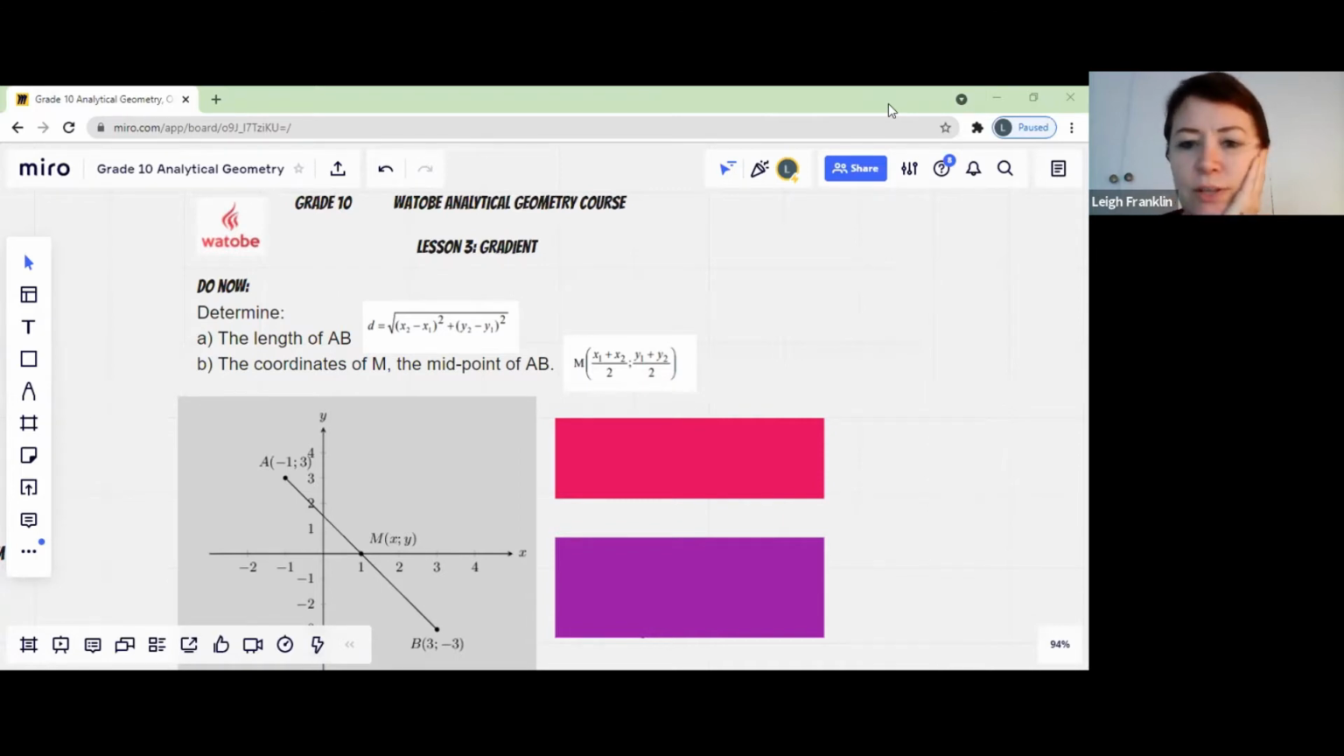Please get started on the do now, just while we wait for everybody to arrive. The first question is based on the length of line AB in the diagram, using the distance formula. The second question is calculating the coordinates at the midpoint M. Question A is based on our first lesson and question B is based on our second lesson. Hopefully that's okay for everybody to try.